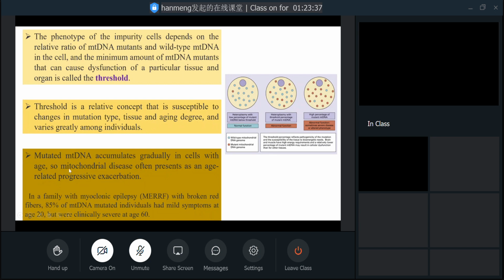And the mutant mitochondrial DNA accumulates gradually in cells with age, so mitochondrial disease often presents as an age-related progressive exacerbation. For example, in a family with the MERRF disease with ragged red fibers, 80% of the mitochondrial DNA mutant individuals have mild symptoms at age 20, but were clinically severe at age 60.